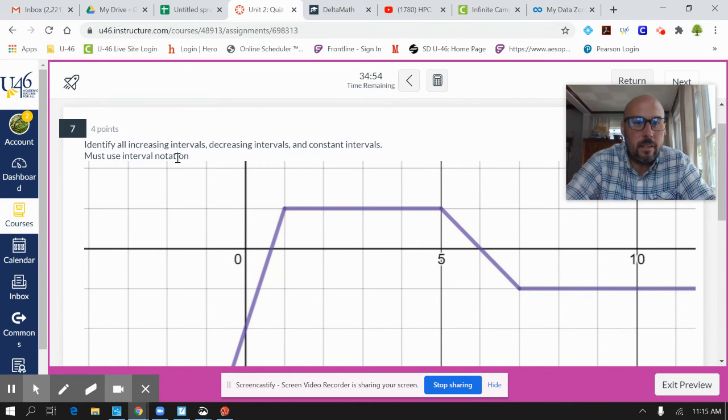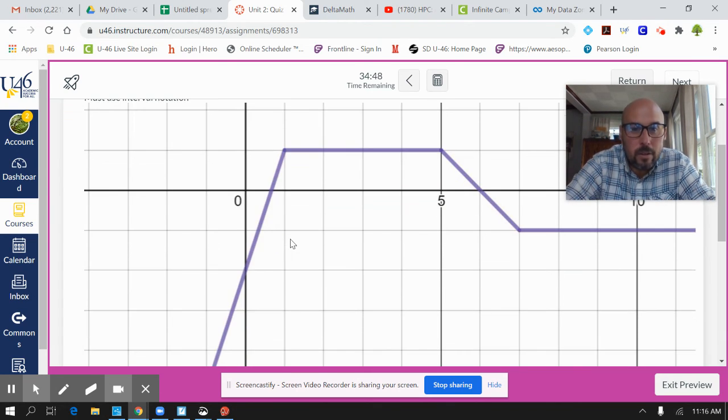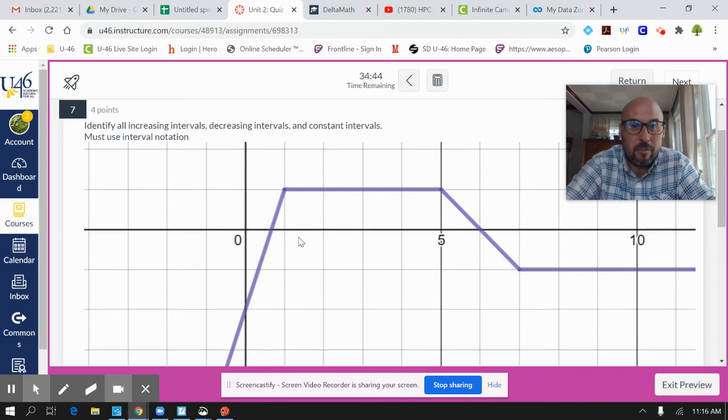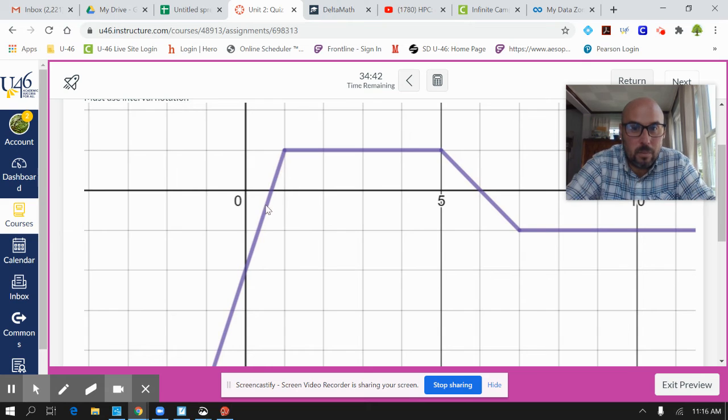Identify all increasing intervals, decreasing intervals, and constant intervals. Must use interval notation. Well, increasing intervals are when the y values are going up as you read from left to right. And there's only one. There's only this one. This is a constant interval, so is this. And this is a decreasing interval.